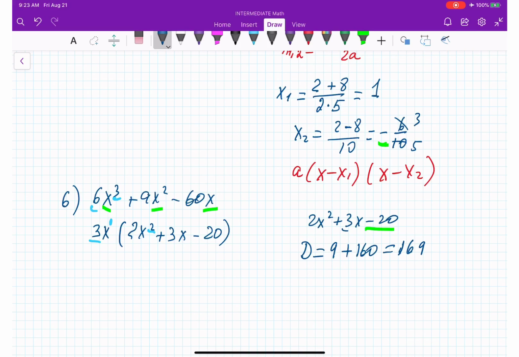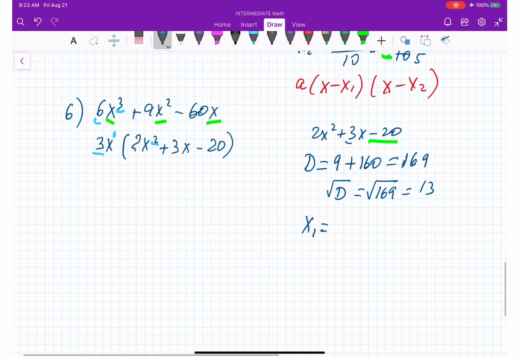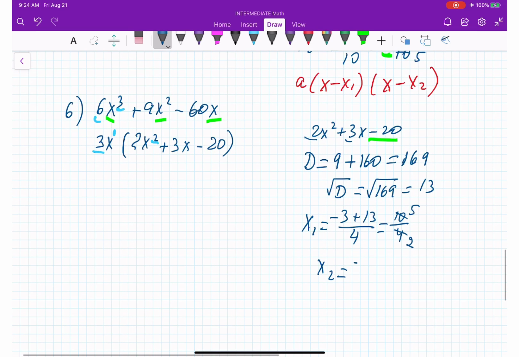Okay, so the square root is going to be 13, right? Okay, so x1 is going to be equal to negative b. So if b is 3, negative b will be negative 3 plus 13 over 2 times a, where a is 2. So 2 times a will be 4. And that will get what? 10 over 4. So by 2 will be 5 over 2. And x2 is going to be equal to negative 3 minus 13 over 4, which is negative 16 over 4, will be negative 4.